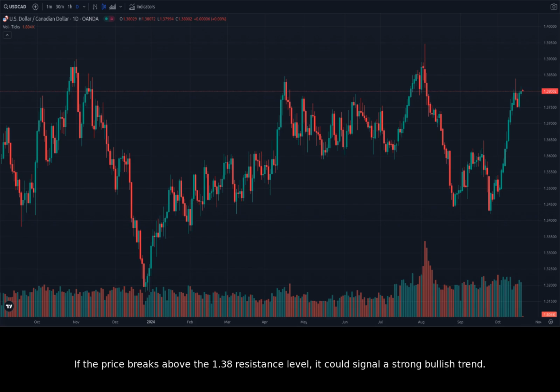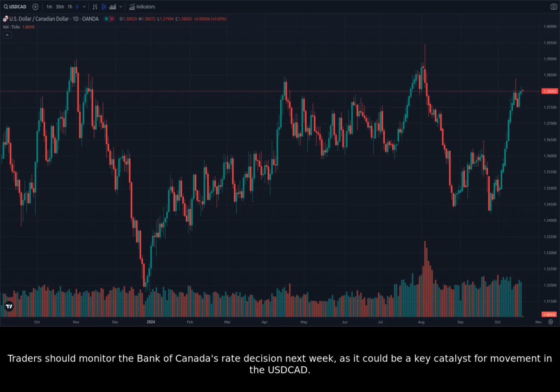If the price breaks above the 1.38 resistance level, it could signal a strong bullish trend. Conversely, if the price breaks below the 1.36 support level, it could signal a bearish trend. Traders should monitor the Bank of Canada's rate decision next week, as it could be a key catalyst for movement in the USDCAD.